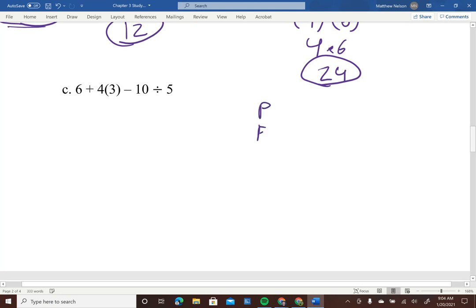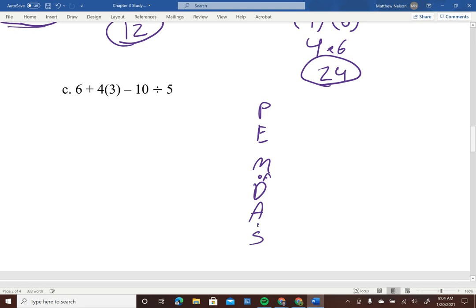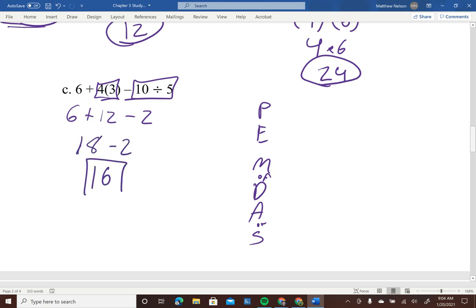So again, parentheses, exponents, multiplication, division, adding, subtracting. So we have multiplication here, and we have division here. So we're going to turn this into 6 plus 12 minus what 10 divided by 5 would be, which would be 2. And then we're going to do adding and subtracting. So 6 plus 12 gives me 18, minus 2. So that's going to give us 16. All right.